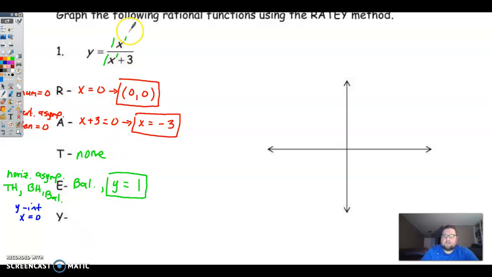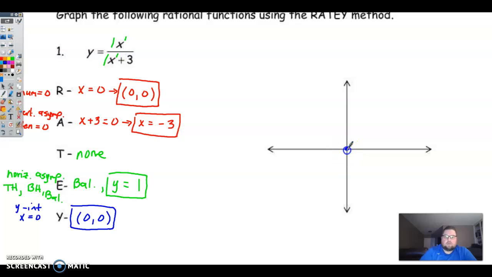All right, so if I plug in 0 for x, I get 0 over 3, which is 0. So 0, 0 is the y-intercept. And we actually already knew that because our root was 0, 0. Anytime you get 0, 0 as a root, that's also going to be your y-intercept. All right, so now we have some info. We can start putting stuff on the graph.